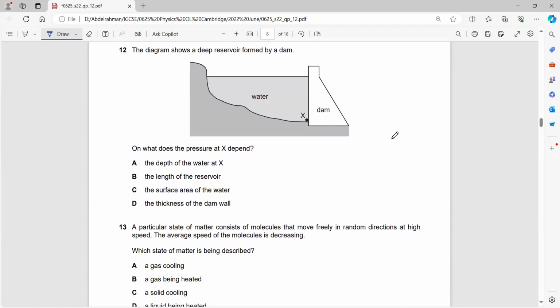The diagram shows a deep reservoir formed by a dam. On what does the pressure at X depend? The pressure at X depends on two things: the density of the water, which is basically the same water, so it wouldn't matter that much, and the depth of the water at X.